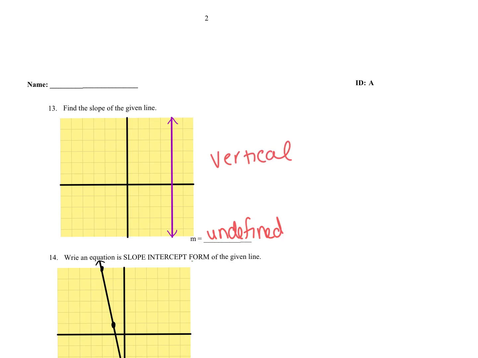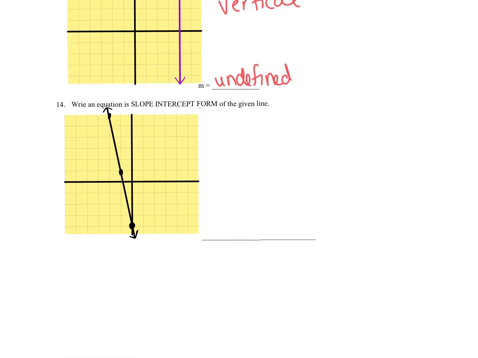All right, are they asking you to find the slope in number 14? What are they asking? Slope-intercept form. So to write something in slope-intercept form, what two pieces of information are required? The slope, which is m, and the y-intercept, which is b. If I just look at this, can I figure out what the y-intercept is? If this is the y-axis, where is it crossing the y-axis? Negative 4 is crossing the y-axis.